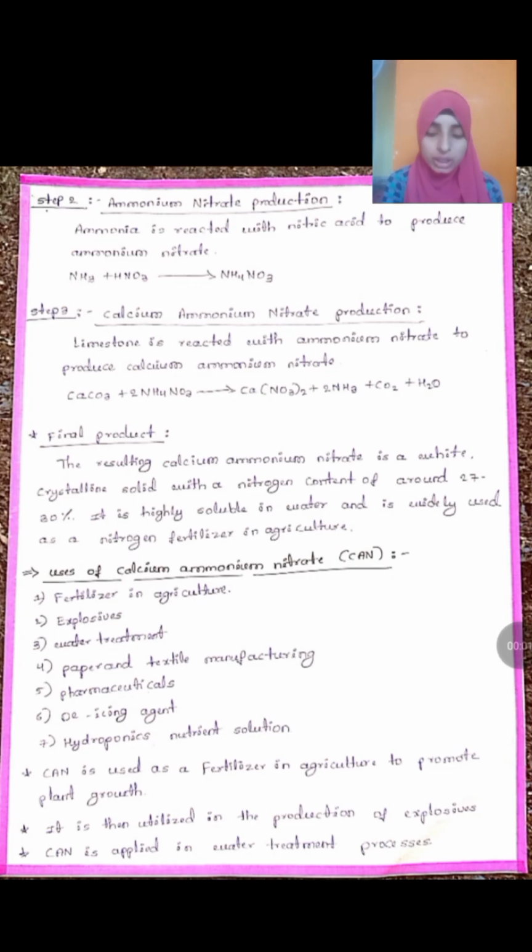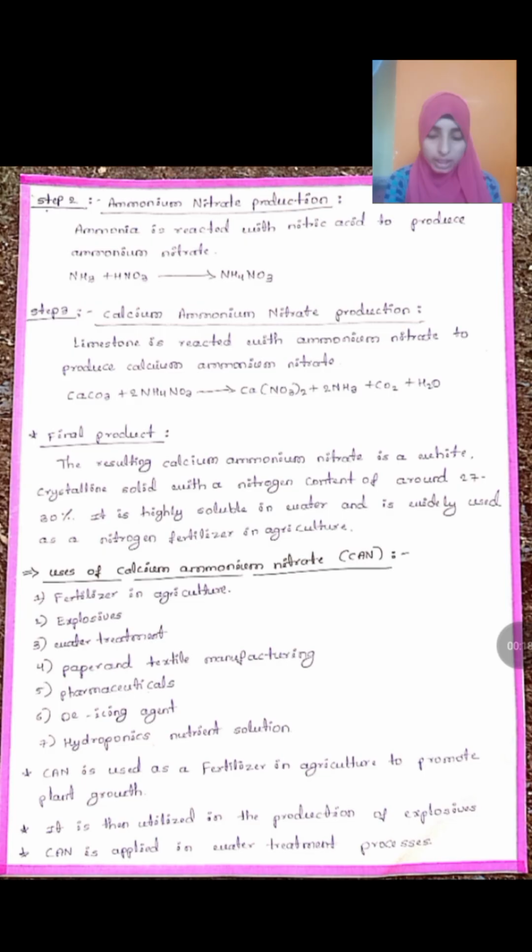Step 2, ammonium nitrate production. Ammonia is reacted with the nitric acid to produce ammonium nitrate. NH3 plus HNO3 gives NH4NO3. Step 3, calcium ammonium nitrate production. Limestone is reacted with the ammonium nitrate to produce calcium ammonium nitrate.